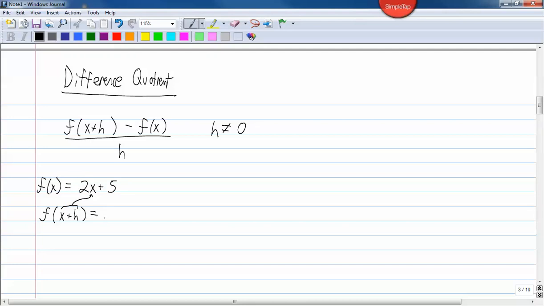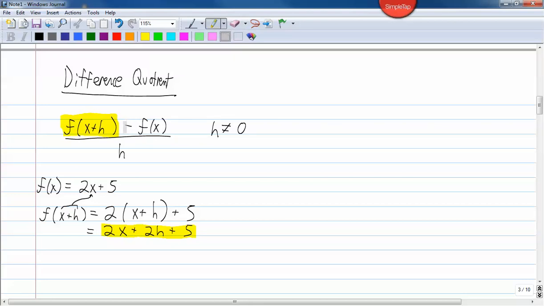So I'm taking this part right here and I'm plugging it in right there. So this is 2 times x plus h plus 5. Alright, so this is 2x plus 2h plus 5. Now we just found f of x plus h. And this part here that I have highlighted, we're going to plug in right here in our formula.